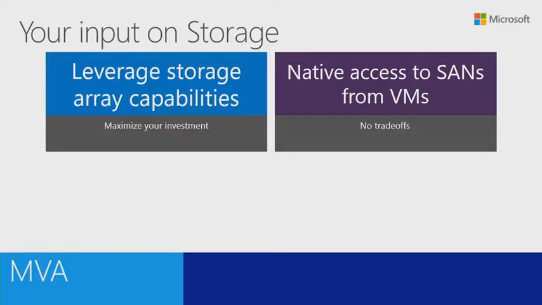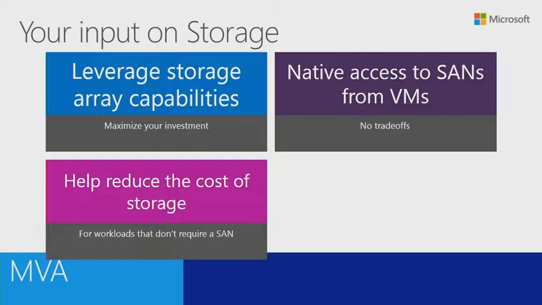Also, I want to provide native access to my SANs from virtual machines. One of the threads that we've been having throughout this discussion is the ability to provide scale-up, large-scale, massive applications, massive workloads, and move those into virtual machines without any sort of compromises. A large chunk of these applications tend to be attached to a SAN, perhaps Fibre Channel or iSCSI, and you want to provide that native access within the virtual machines without any trade-offs.